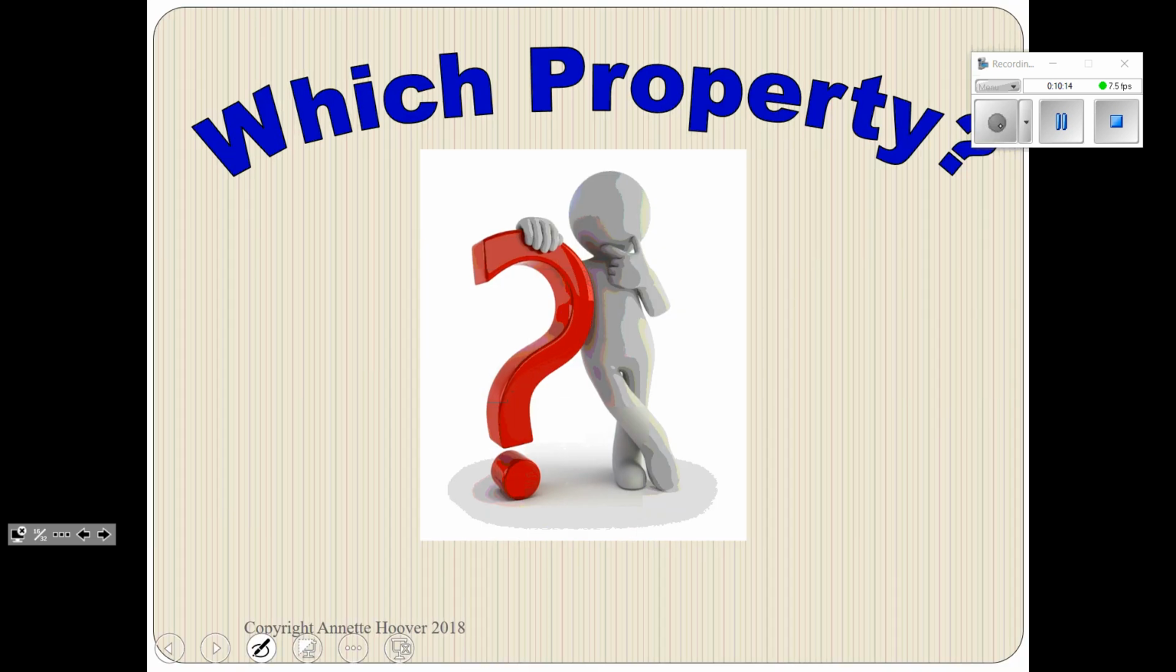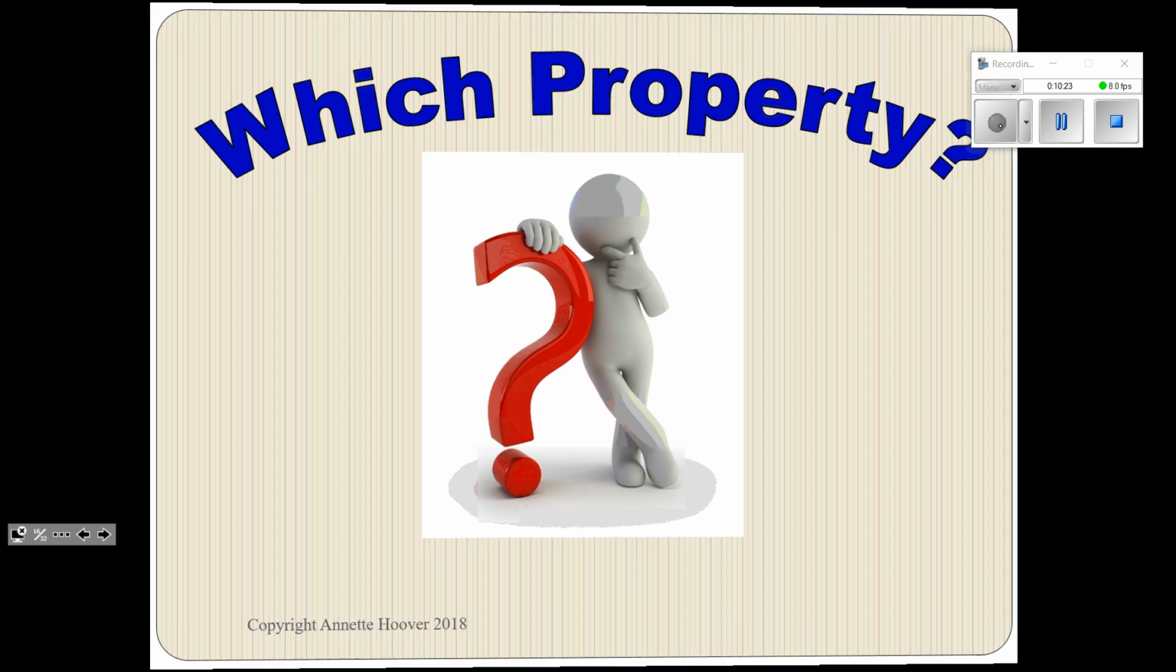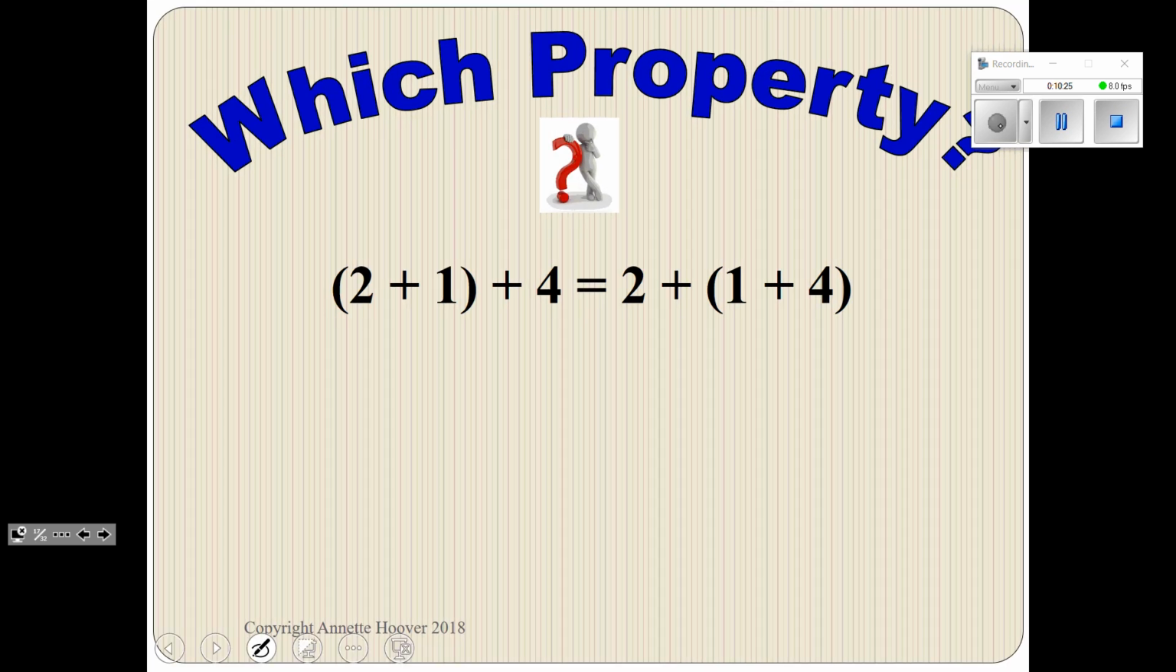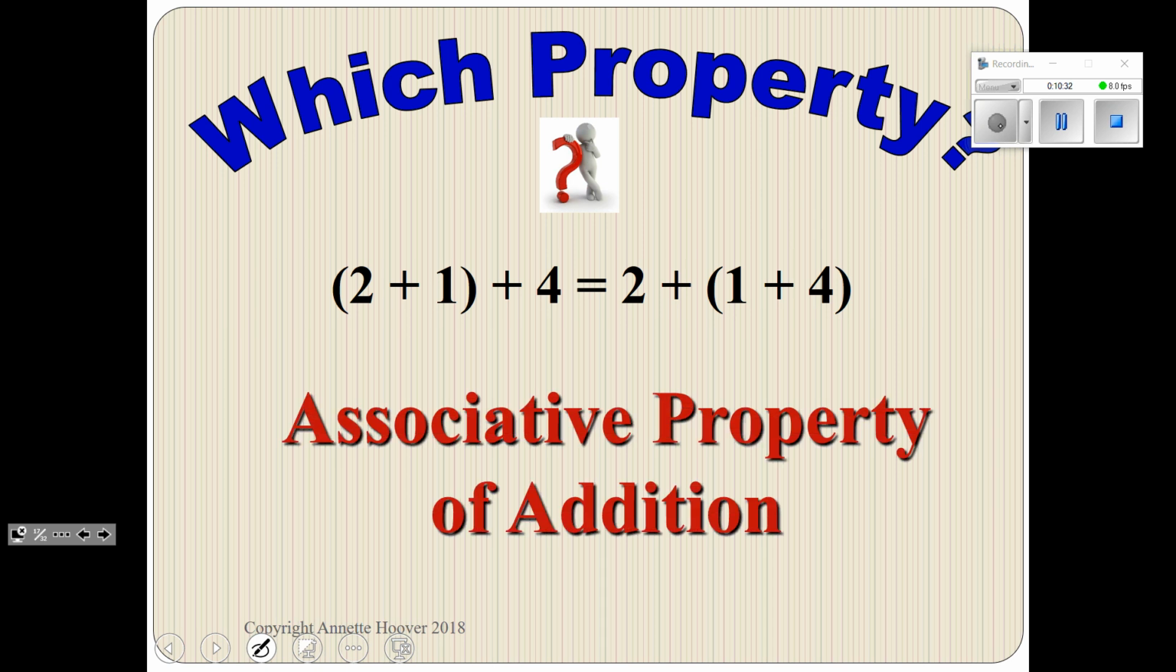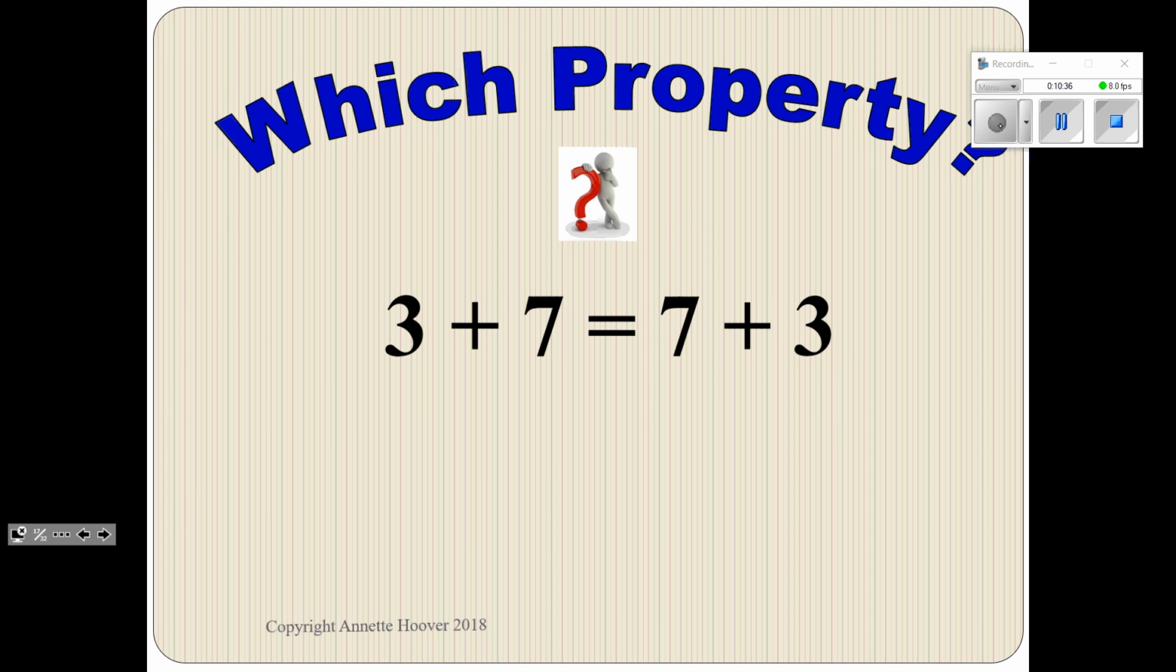Okay, let's do this little practice here. I'm going to show you an example, and you're going to try to guess which property it is. Hopefully you took your notes, and you're looking at that, and you can refer back to them. Here we have addition with parentheses. You change the grouping. That is the associative property of addition. See if you can guess it before I show it.